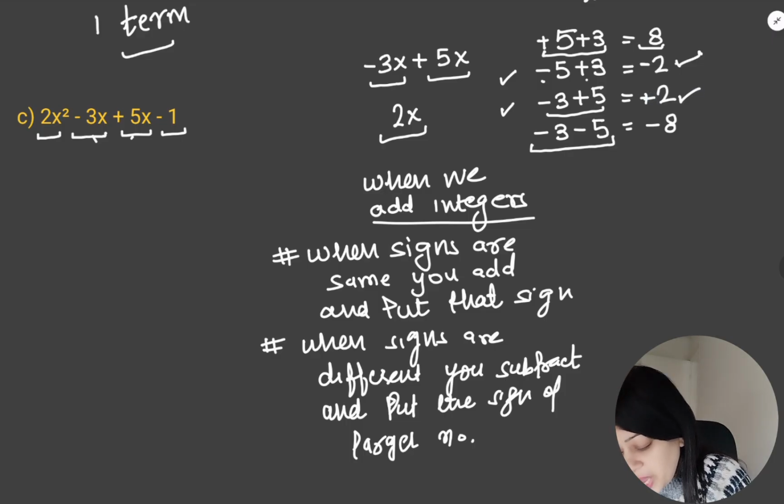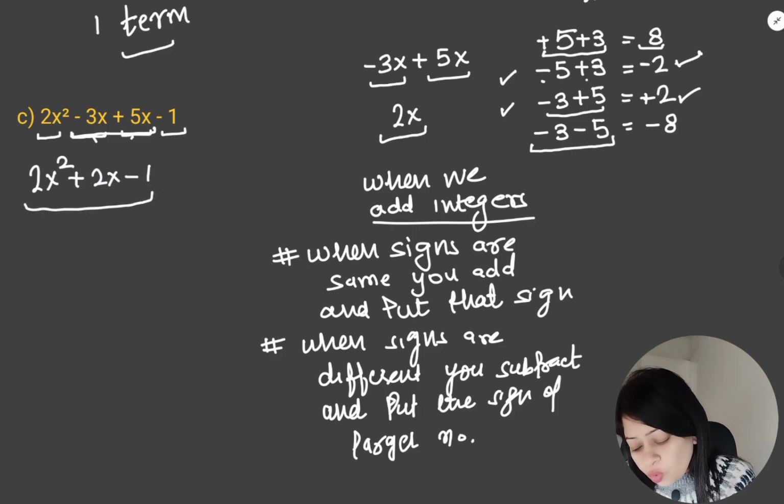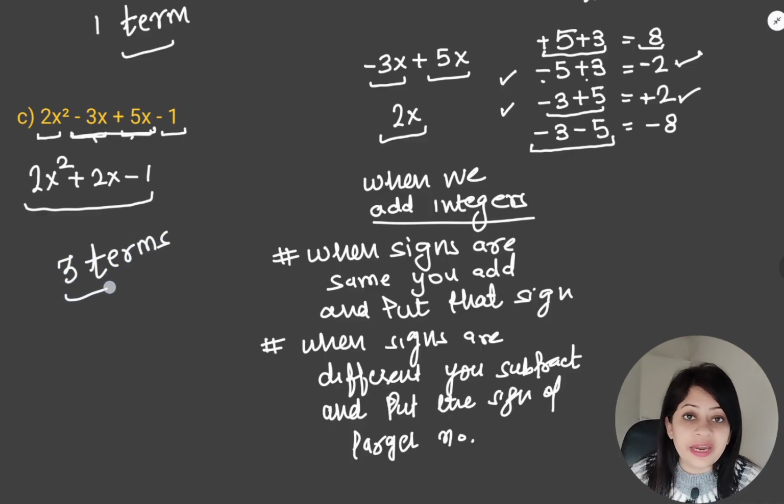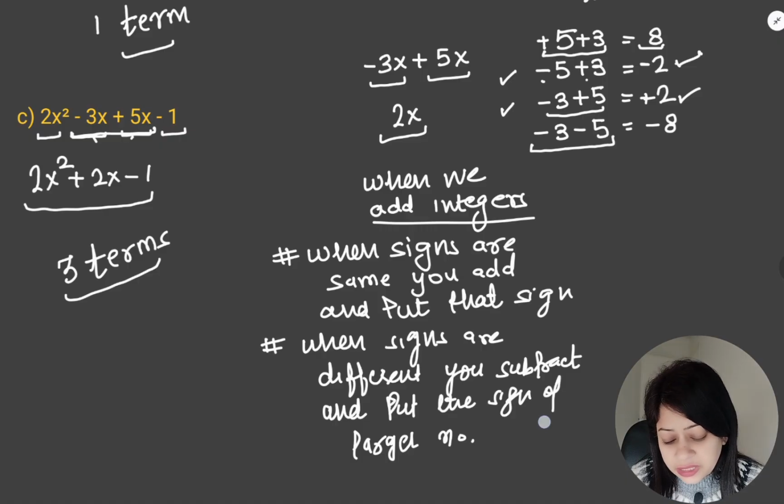Here now we have 2x square. I will write minus 3 plus 5 is plus 2x minus 1. So how many terms we have now? 1, 2, 3. So we will write 3 terms. Okay, we were adding terms. Okay, so now we know these things.